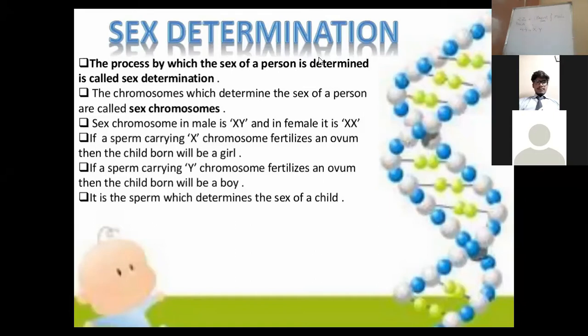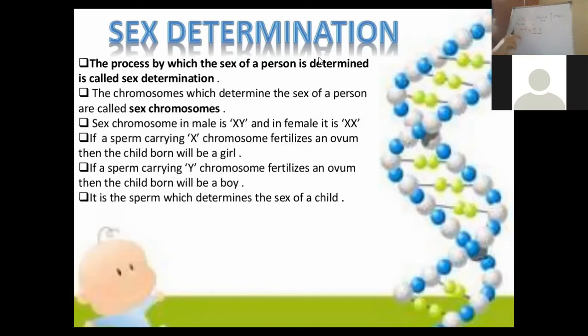Males are heteromorphic because the two chromosomes which govern the characteristic of the child are different. They are not identical. Although there is a pair of chromosomes, it is not the same. It is non-identical, so they are called heteromorphic.